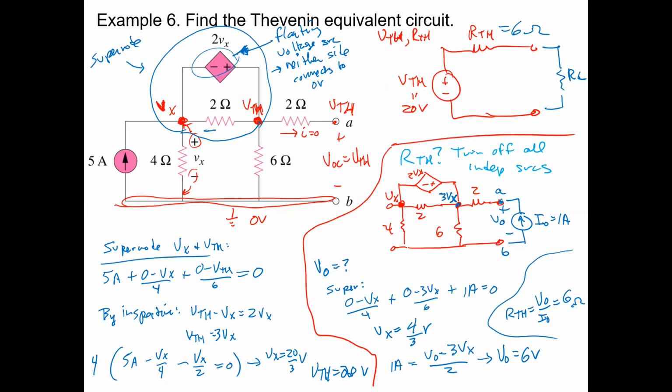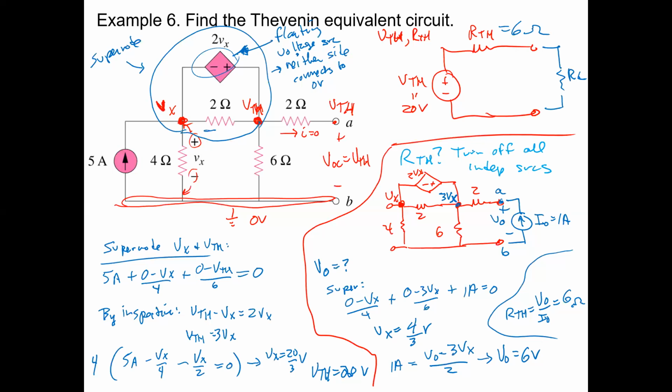Matthew, do you have a question? Yeah. When you make a supernode equation, when we're trying to find what the Thevenin resistance is, can we just take that straight from before? Well, the question is, did we just take that solution from the previous one when we did the Thevenin voltage and use that 3Vx there?